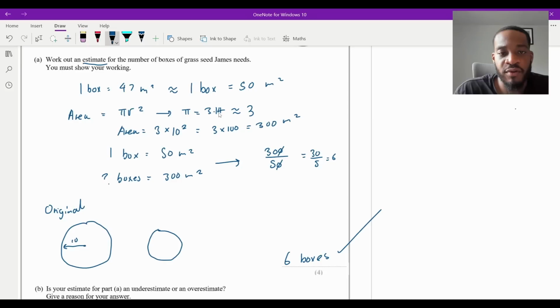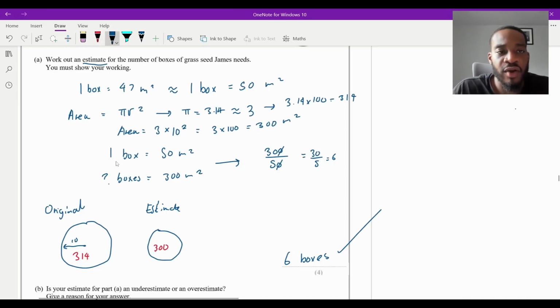Because remember, 3.14 approximates to 3, doesn't it? So we've rounded the overall area down, because the actual area would be 3.14 times 100, which is 314. So let me write that there so it's actually clear. The actual area is going to be approximately 314. Our estimate is 300. So it's gone smaller.